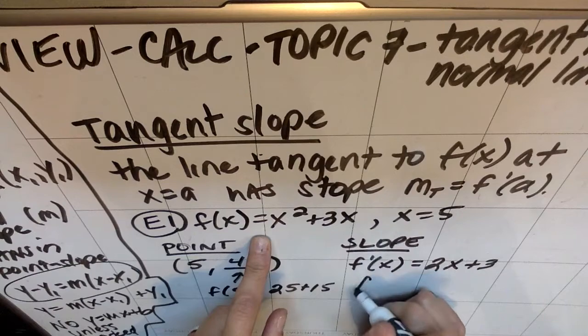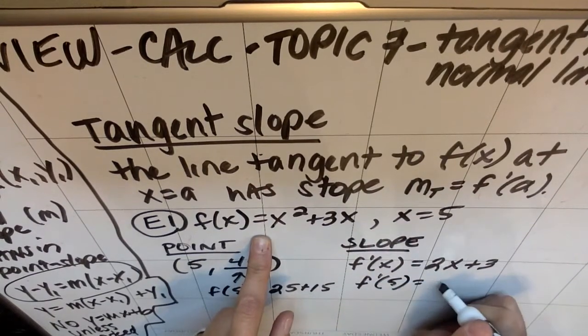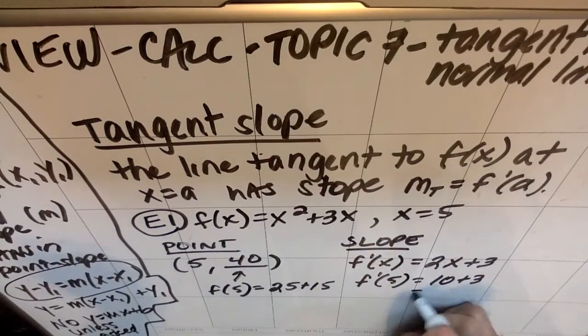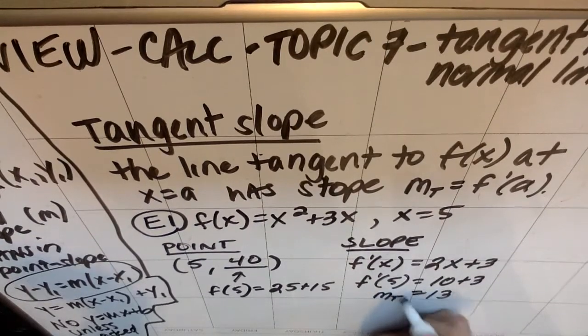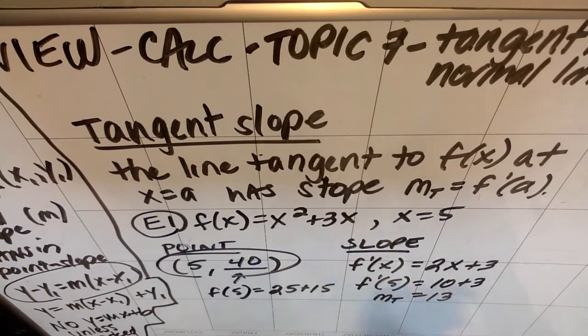So f prime of 5 is going to be 10 plus 3, which is 13. Okay, so I now have my point and I have my slope that I called m_t. You don't have to, but I called it m sub t for tangent line. And then all I have to do is write my answer in point-slope form.